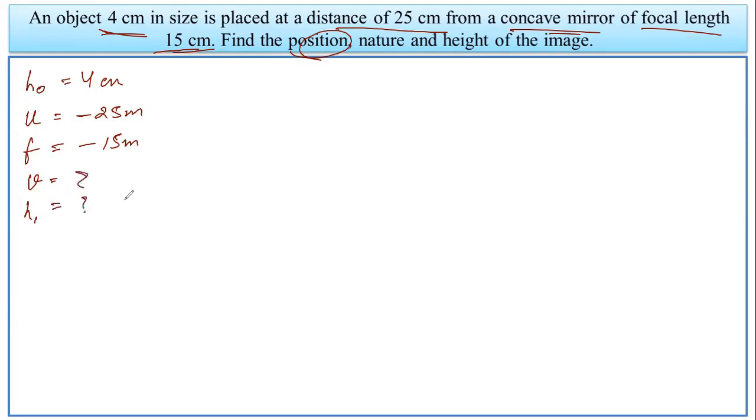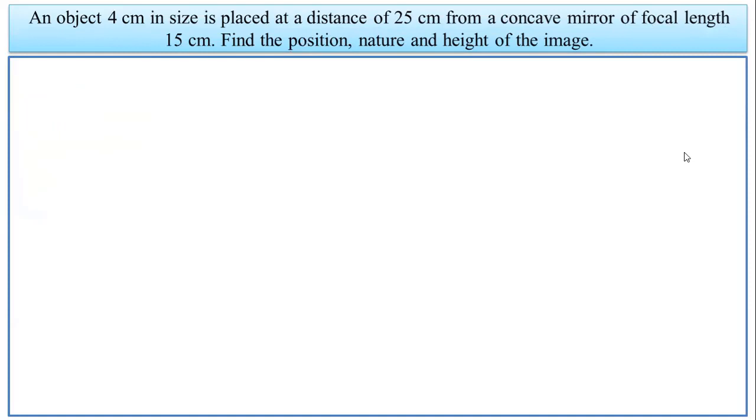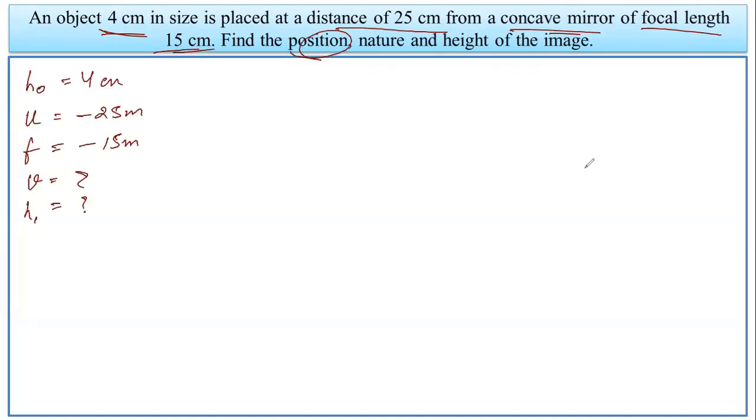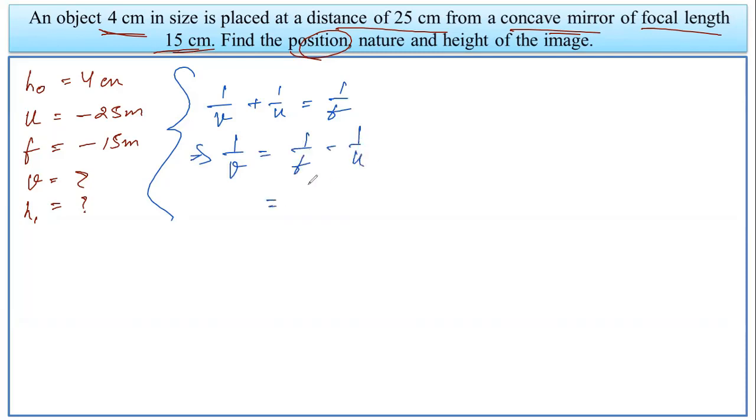So how are you going to do the calculation here? It is a very simple thing. Just a minute, let's see. We just came across the formula: 1 by v plus 1 by u is equal to 1 by f. So 1 by v is equal to 1 by f minus 1 by u. 1 by f is minus 1 by 15, and minus 1 by u is plus 1 by 25. So it is minus 1 by 15 plus 1 by 25.